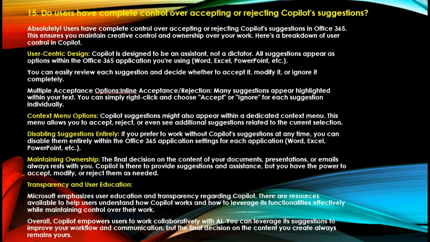Multiple acceptance options. Inline acceptance and rejection: many suggestions appear highlighted within your text. You can simply right-click and choose Accept or Ignore for each suggestion individually. Context menu options: Copilot suggestions might also appear within a dedicated context menu. This menu allows you to accept, reject, or even see additional suggestions related to the current selection.